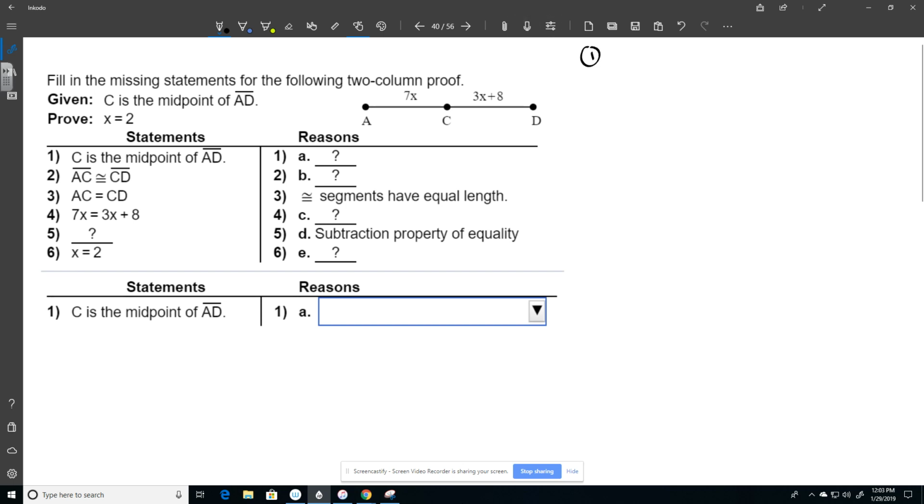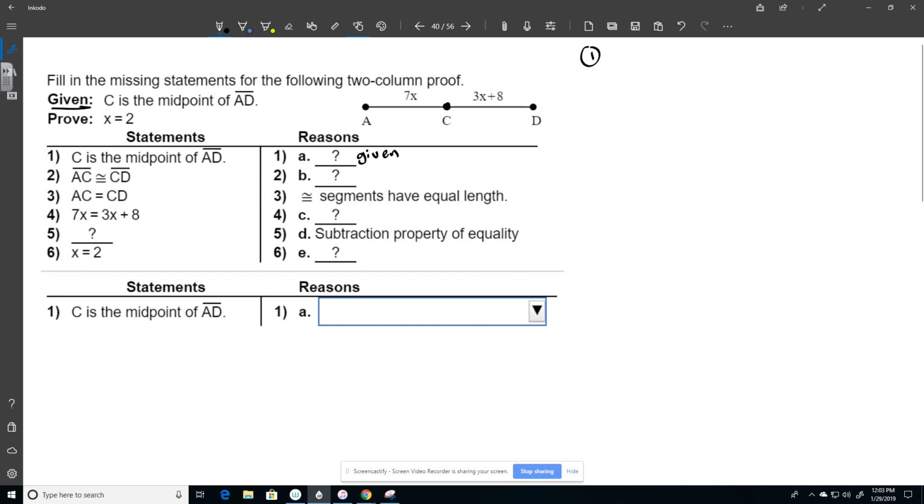Number 1 wants us to fill in the statements for this proof. And it starts by saying that C is the midpoint of AD, which is our first statement here. Now, remember, with proofs, you're trying to match the statement with the reason that that is true. In this case, this is true because that's what it tells us. That's the given. So number 1 right there would just be given. So we know that C is the midpoint, which means it's in the middle.